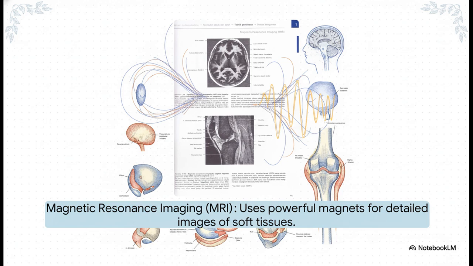And last but not least, the MRI. The big difference here? No radiation. Zero. Instead, it uses incredibly powerful magnets and radio waves. And its superpower is seeing the stuff that X-rays and CTs struggle with, the soft tissues. If you want a crystal clear picture of muscles, ligaments, or cartilage, say, to diagnose a knee injury, the MRI is what you need. The detail is just stunning.